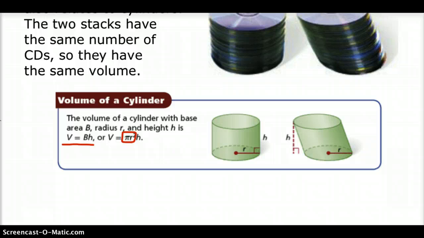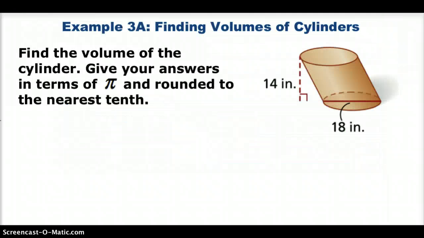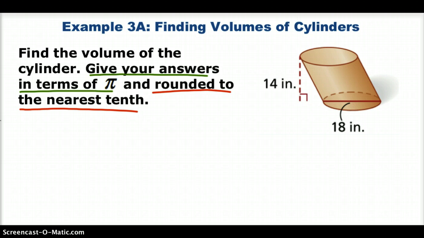They try to trick us just a little bit in a couple of these, but it's really not too bad. So let's look at the first one. It looks like we have an oblique cylinder that says find the volume of the cylinder, give your answer in terms of pi, and round it to the nearest tenth. I'll underline this part here so I don't forget that they actually want two answers, in terms of pi and rounded to the nearest tenth.